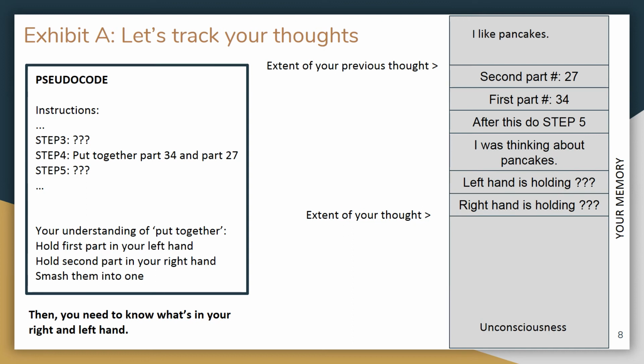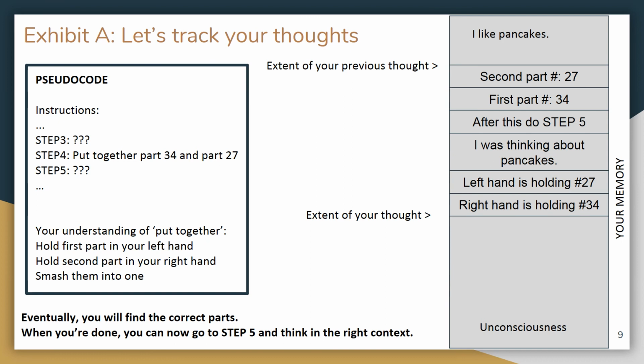And now that everything is ready, I can turn to the parts and I can look at the instructions for put together. So the instructions for put together say I need to hold something in my left hand and I need to hold something in my right hand. So I make a note to myself that my left hand needs to hold something and my right hand needs to hold something. And what are those things? I scan my memory, look back a little bit. I realize those things are the parts, and the parts are 27 and 34. So I remember the right numbers.